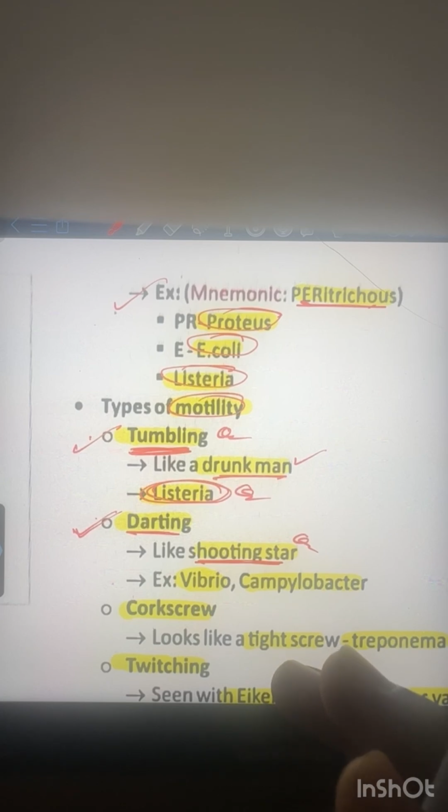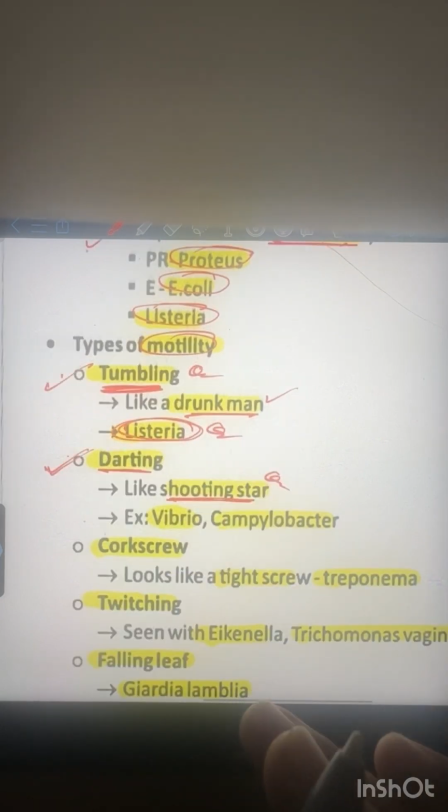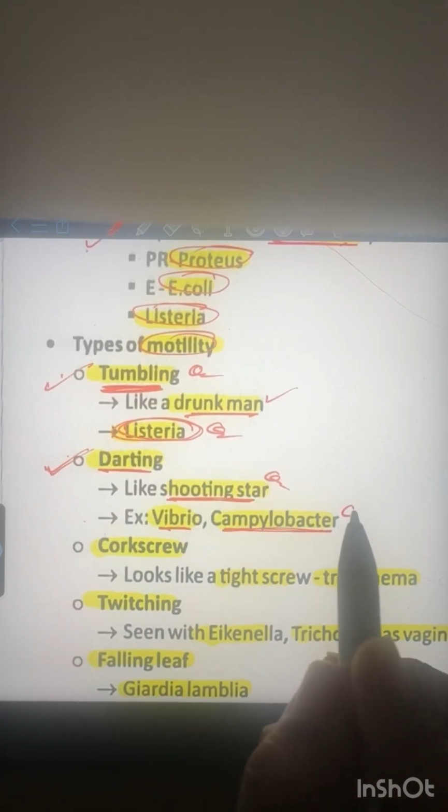Now coming to darting motility. Darting motility is basically a very, very fancy name for something known as a shooting star motility. And let me tell you, there are two organisms in which you will be seeing this. One is going to be Vibrio and the other is going to be Campylobacter. Campylobacter and Vibrio are going to show you darting or shooting star.